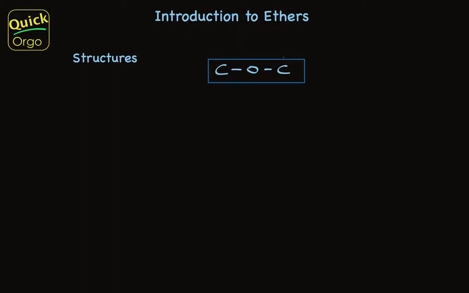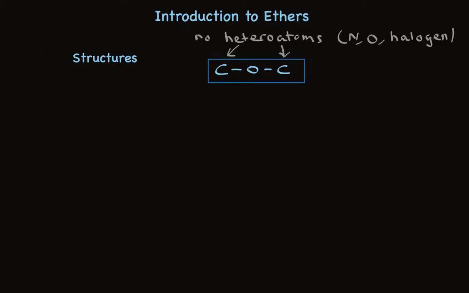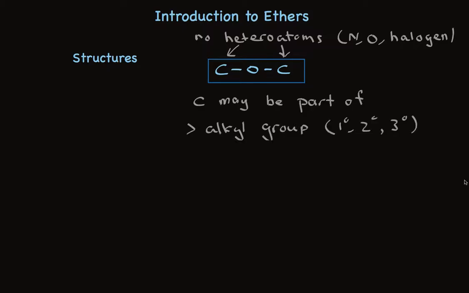Ethers are compounds that have the carbon-oxygen-carbon group of atoms with no heteroatoms attached to either carbon. So neither carbon has nitrogen, oxygen, or halogen attached. If so, we'll call it something else. But those carbons may be part of alkyl groups, primary, secondary, or tertiary.